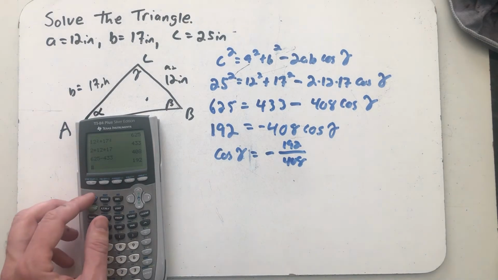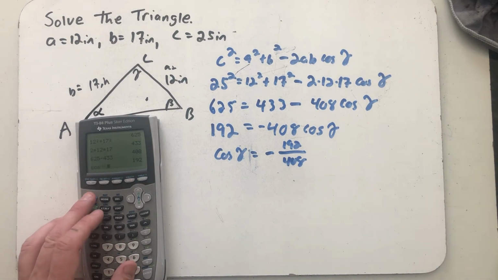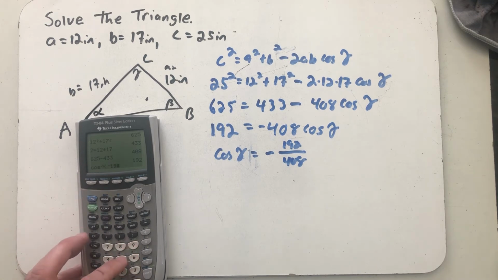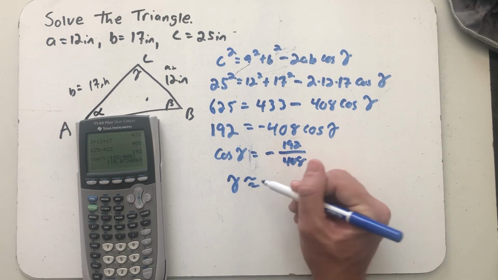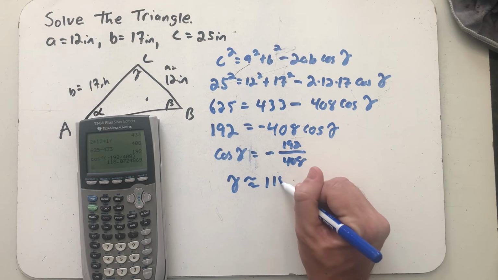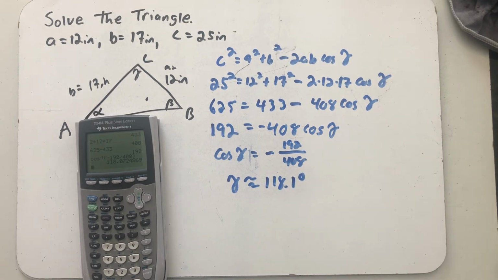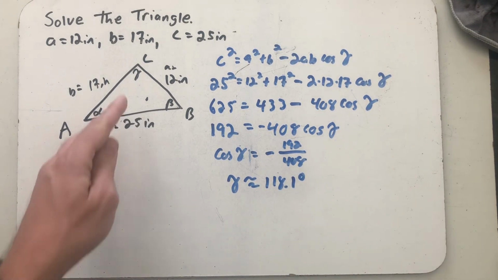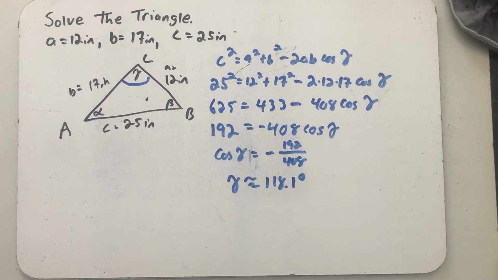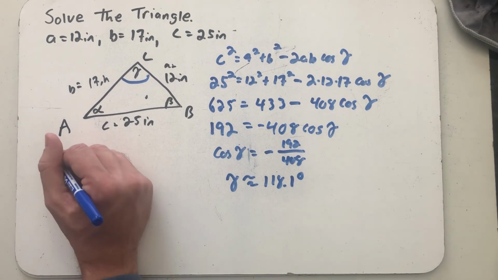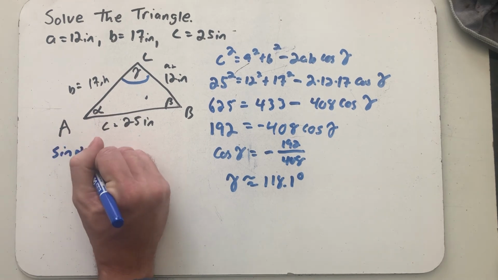All right, inverse cosine of that. And that tells me that gamma is about 118.1 degrees. So I found the largest of my angles. And now it doesn't matter which angle I find next because I know they're both acute. I could use the law of cosines again. I have enough information for that. But I always find it easier to use the law of sines next.